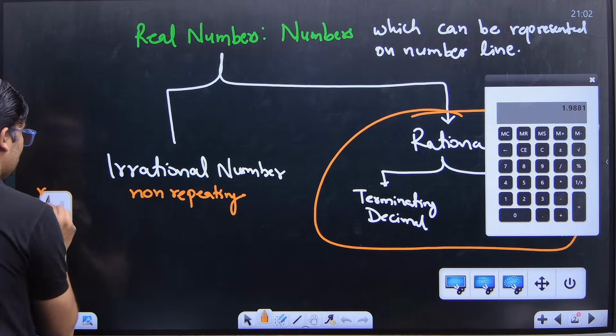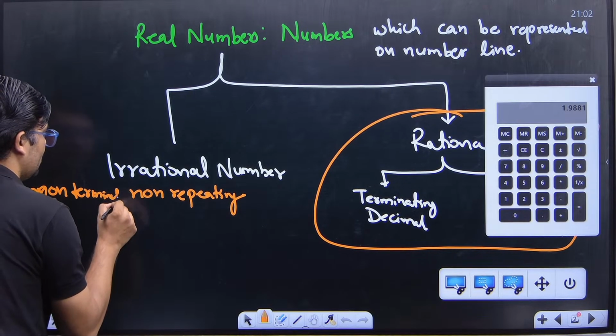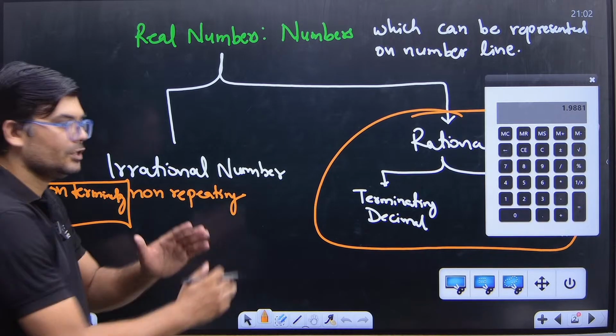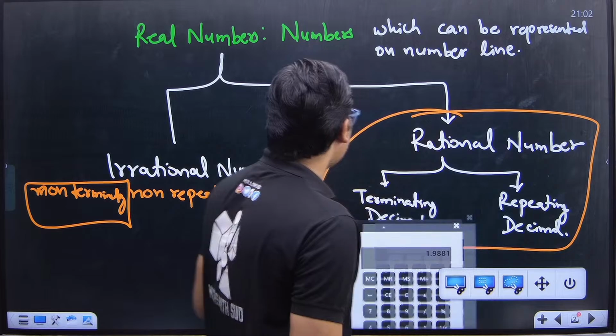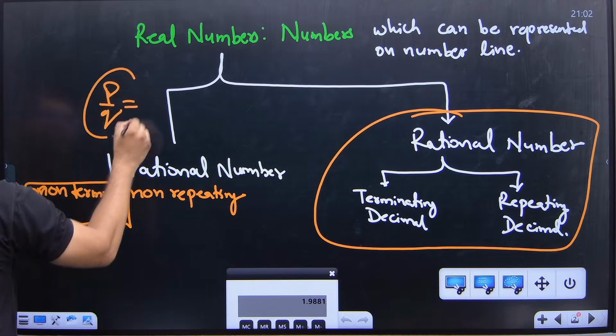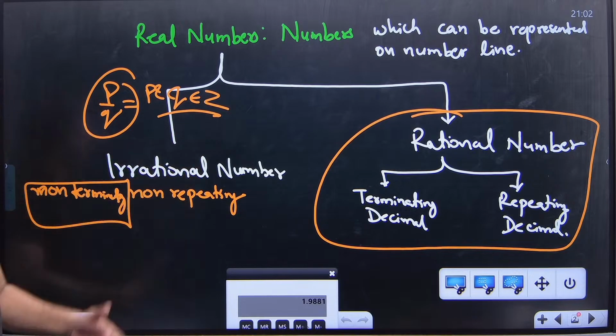Non-terminating, non-repeating. Two kinds of numbers. You can never write these numbers in the form of P by Q, where P and Q are integers.